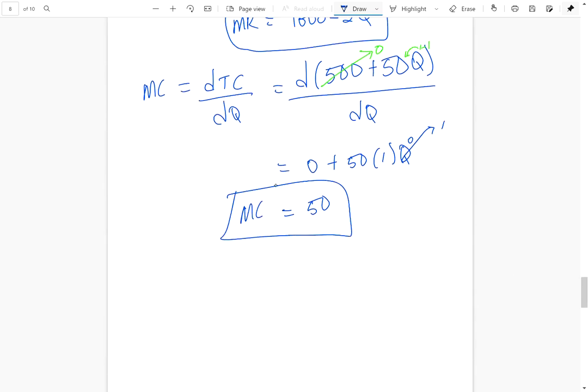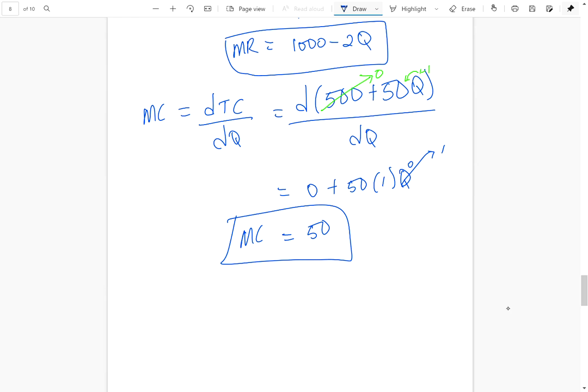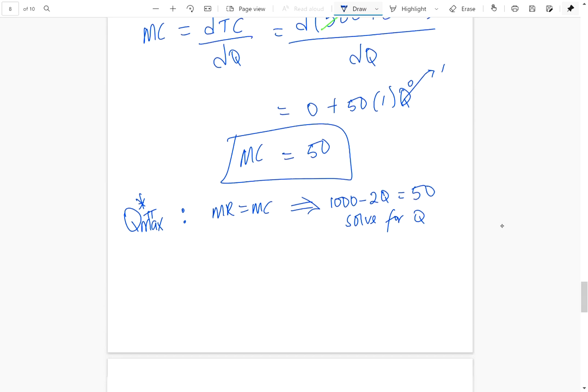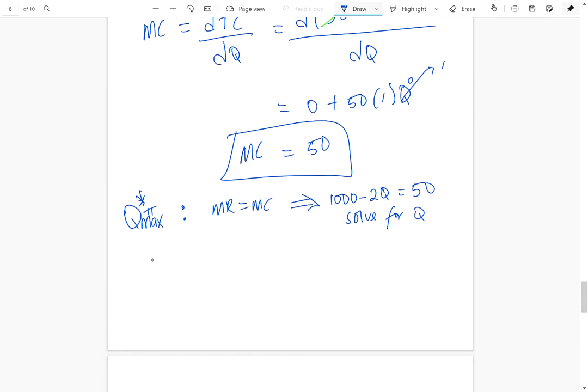So we have our two main equations that we need to be able to find that Q star, right? The Q that maximizes profit. So we have MR is equal to MC. That would be 1,000 minus 2 times Q is equal to 50. Solve for Q. Right. So we have 1,000 minus 50 is equal to 2 times Q.